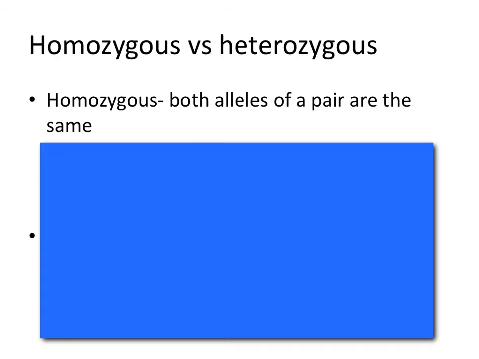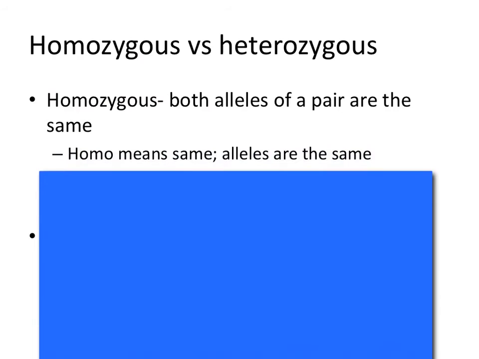So moving on to some terminology that we're going to use a lot, that is homozygous versus heterozygous. We've seen words that start with the prefix homo before. We've got homeostasis, which is the same state. We've got homologous, which is the same chromosomes. All right, so in this case, homozygous, both of the alleles in a pair are exactly the same. So you're getting the same message. So homo means the same, so in this case the alleles are the same.